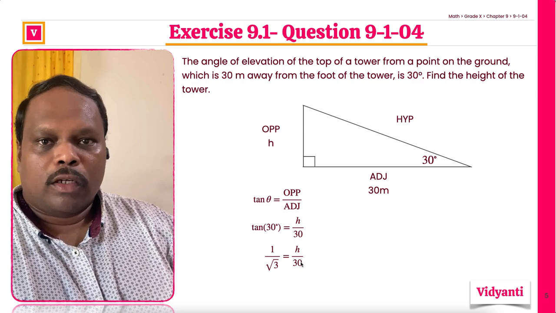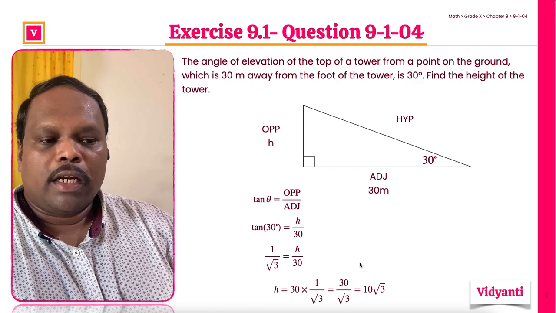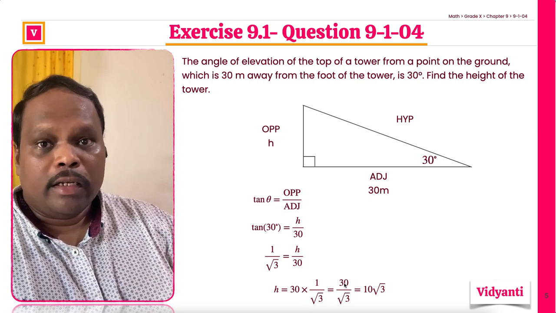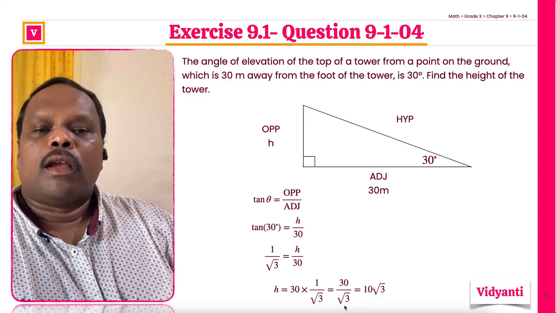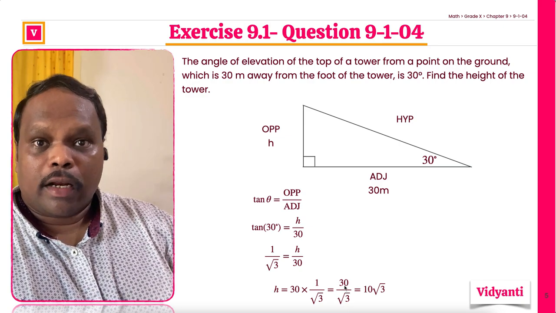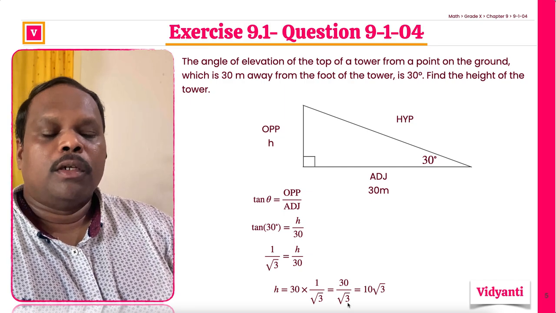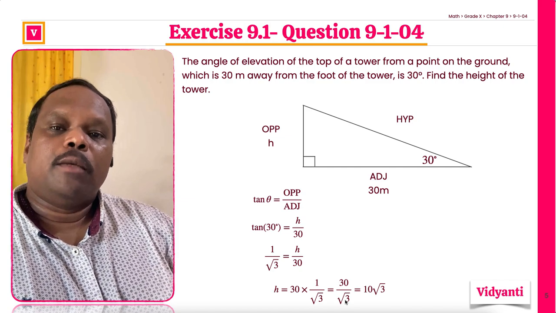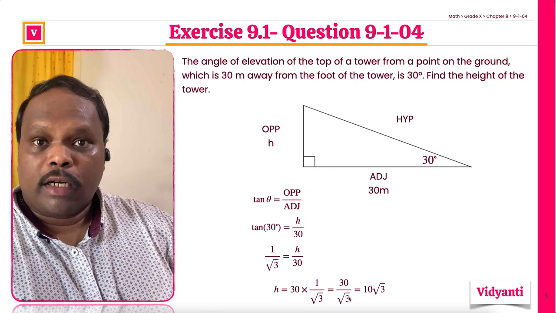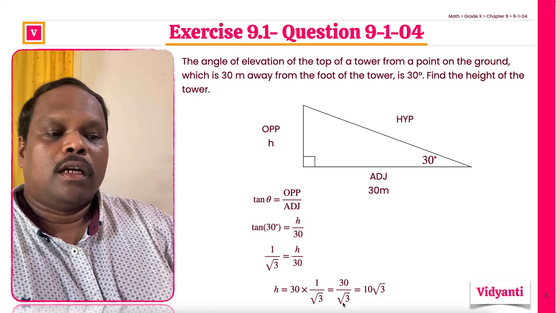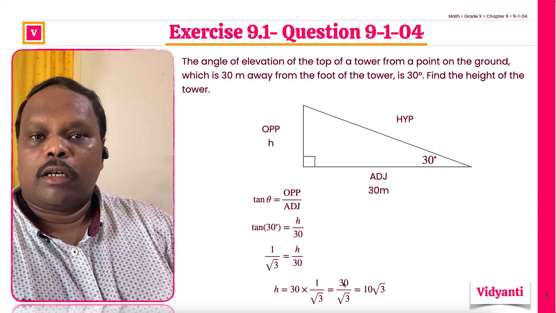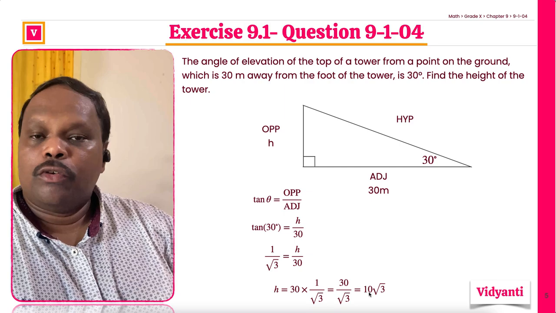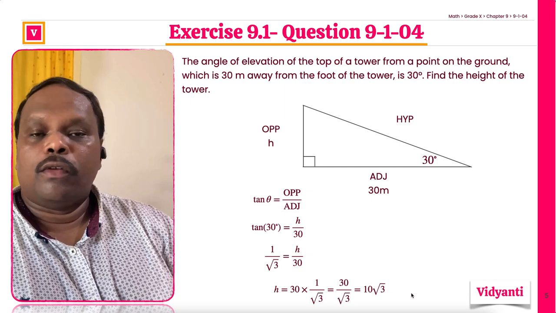And now it's a question of algebraic manipulation. We can take this 30 on the other side. So h is equal to 30 times 1 over root 3. So the answer technically is 30 divided by root 3. Even though this is a technically correct answer, we prefer not to keep the denominator as an irrational number, square root of 3. So we will multiply and divide both numerator and denominator by root 3. In that case, root 3 will become 3, and the numerator will become 30 root 3. And this 30 can cancel this 3. So eventually you will have 10 root 3, and the units will be meters.